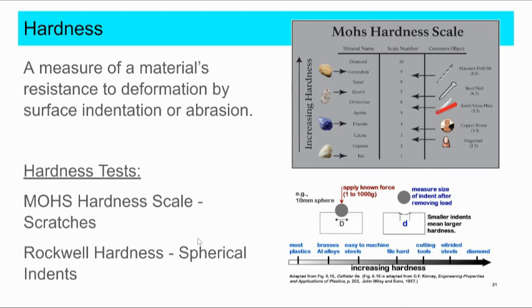So the Rockwell hardness test takes a sphere and applies a known force to the surface of the material by dropping a sphere of known mass from a set height, and then measures the indent. The smaller the indent, the larger the hardness value. So things that are extremely hard will not indent or deform at all. And the softer the material is, the bigger the indent will be.